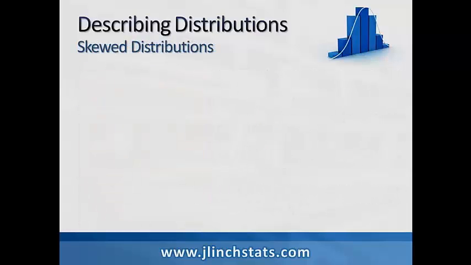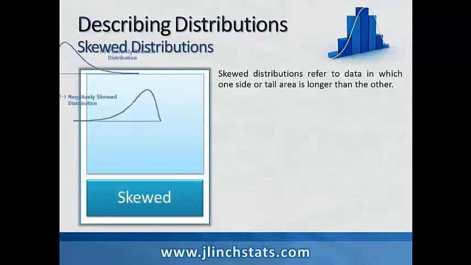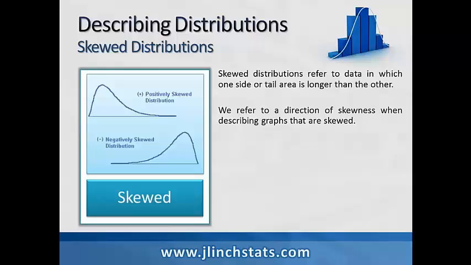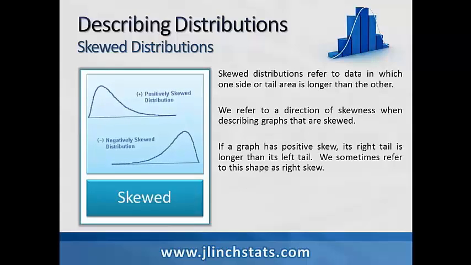Next, let's talk about skewed distributions. Skewed distributions refer to data in which one side or tail area is longer than the other. We refer to a direction of skewness when describing graphs that are skewed. If a graph has positive skew, its right tail is longer than its left tail. We sometimes refer to this shape as right skew. For example, in the box up there on the top, we see that we have a right skewed or positively skewed distribution. The tail area is longer to the right.